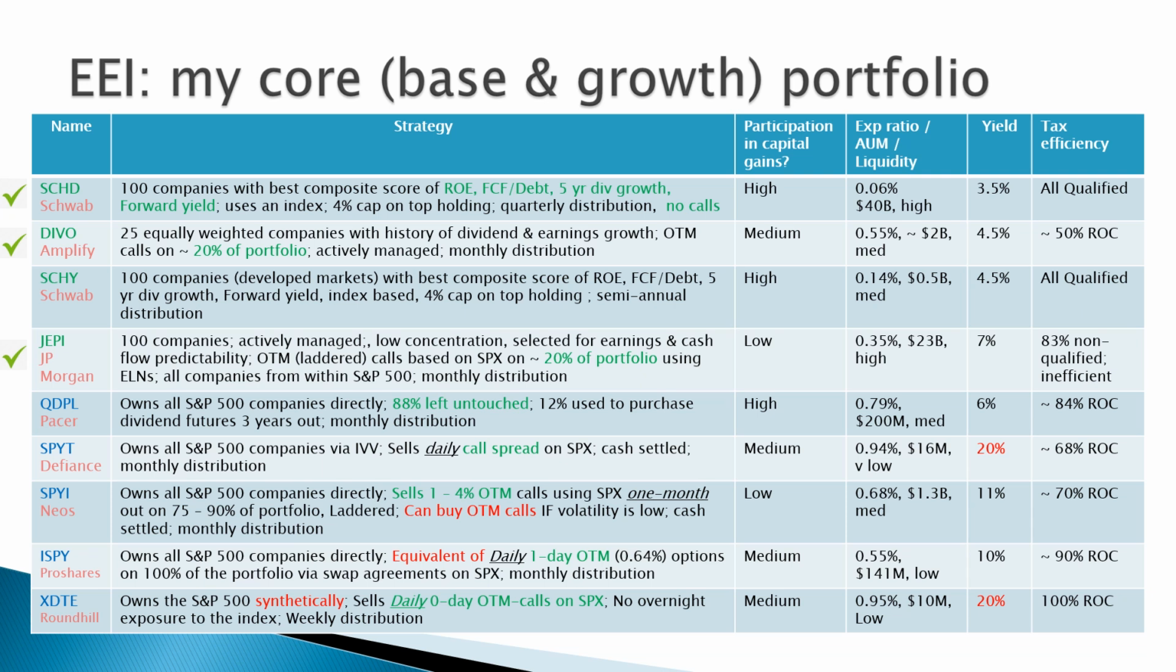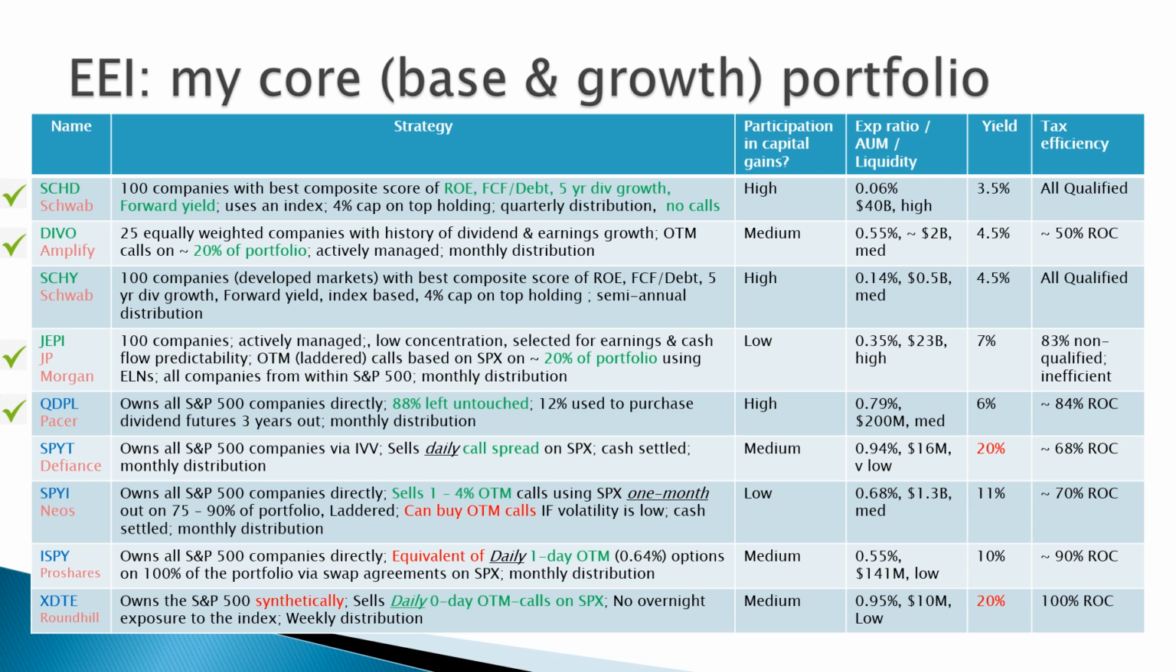They sell out of the money calls. These calls are laddered. I think they're about 2 weeks out at a time, up to 6 weeks out. The calls are sold on the S&P 500 index, on around 20% of the portfolio. And they have a monthly distribution. The participation in capital gains, I'm going to rank as low because of covered calls.